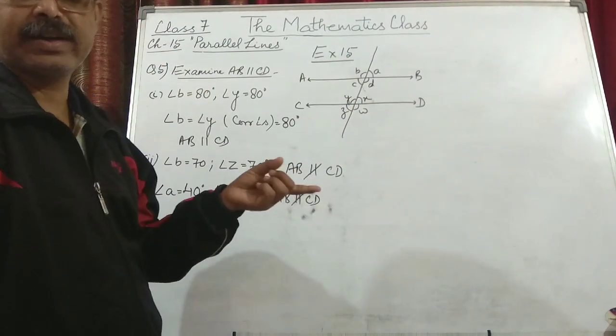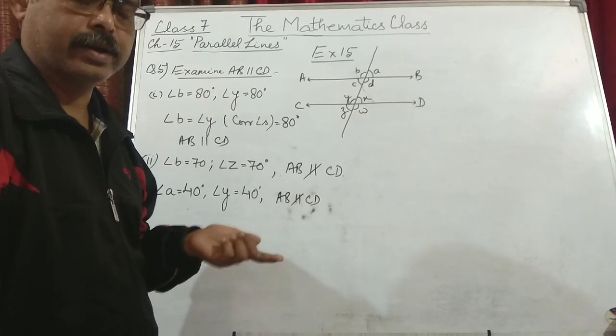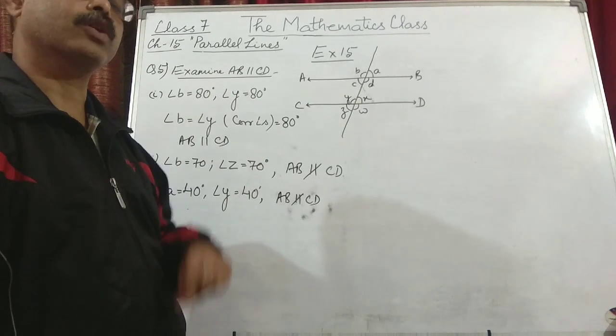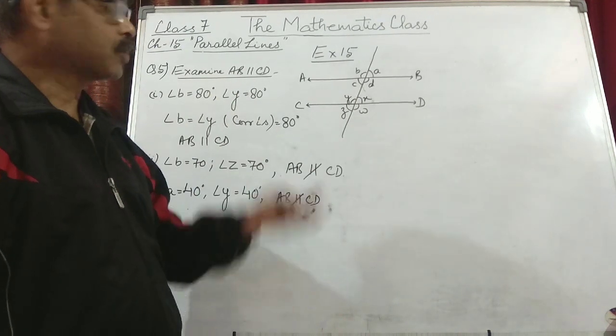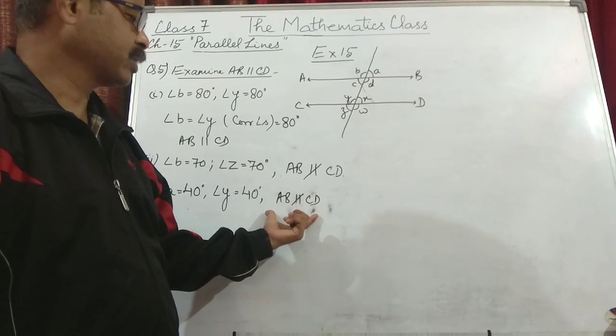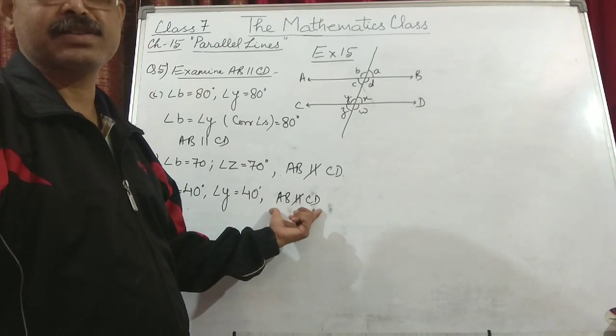They are not of corresponding type, not alternate interior angle type, not alternate exterior angle type, and not co-interior angles type. So out of these 4, if any other relation comes, we are not sure. So we come to the result that we are not sure whether AB and CD are parallel.